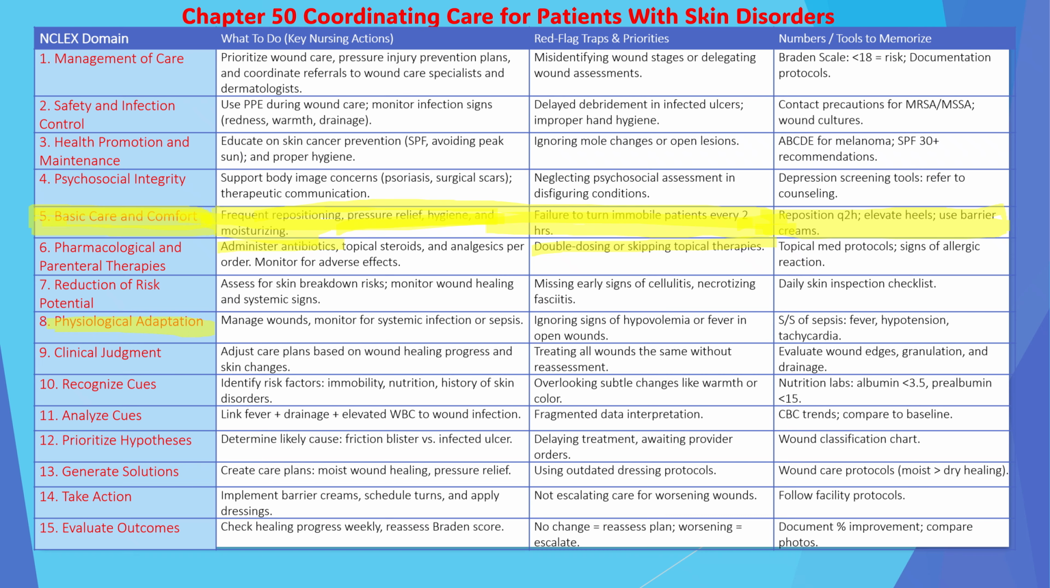Psychosocial adaptation, which is also one of the important ones. Manage wounds, monitor for systemic infection and sepsis. So you see in immunity, and the previous chapter, there are 3 chapters that focus on the same thing: monitor for systemic infection or sepsis, and don't ignore signs of hypovolemia or fever in open wounds.